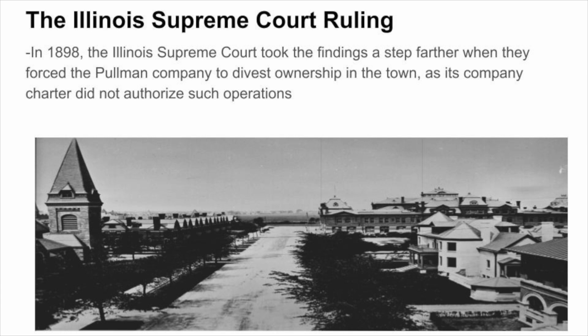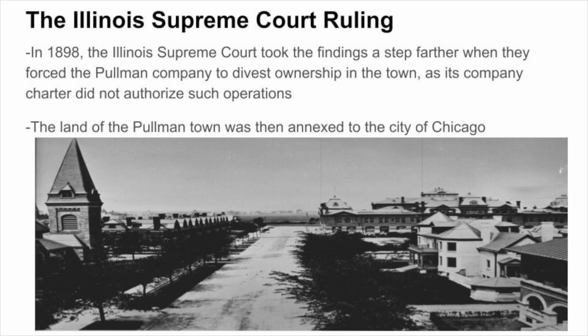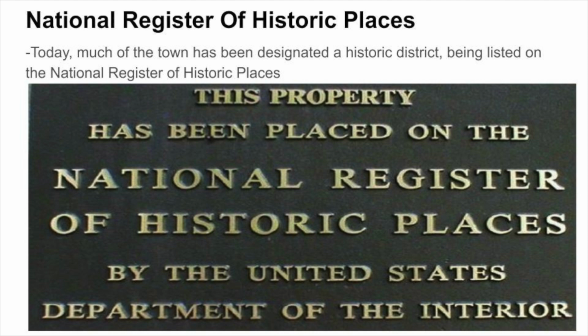In 1898, the Illinois Supreme Court took the findings a step farther when they forced the Pullman Company to divest ownership in the town, as its company charter did not authorize such operations. The land of the Pullman town was then annexed to the city of Chicago. Today, much of the town has been designated a historic district, being listed on the National Register of Historic Places.